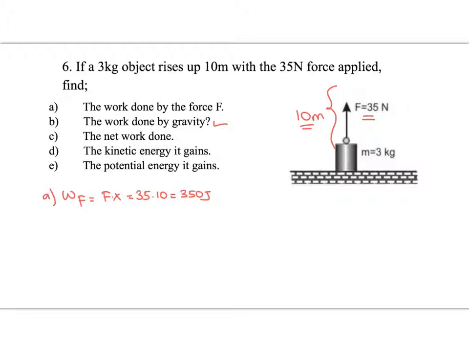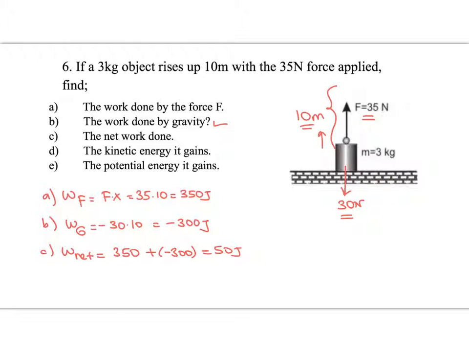Find the work done by gravity. The weight of the object is 30 Newton. So you see that the direction of the weight and the distance taken are opposite in direction. So the work done by gravity is negative. Minus 30 times 10 is equal to minus 300 joules. The net work done is equal to the sum of the work done, 350 plus minus 300, which is equal to 50 joules.